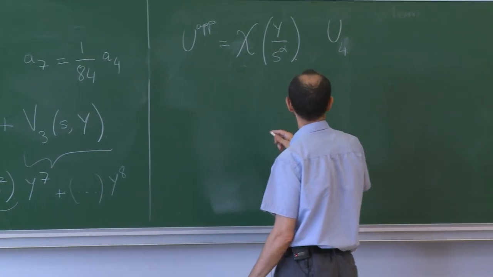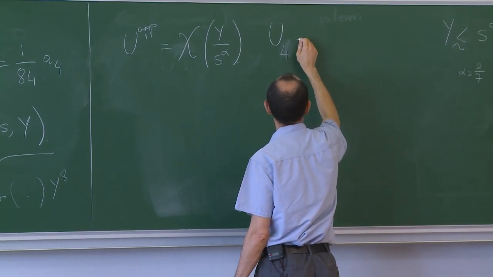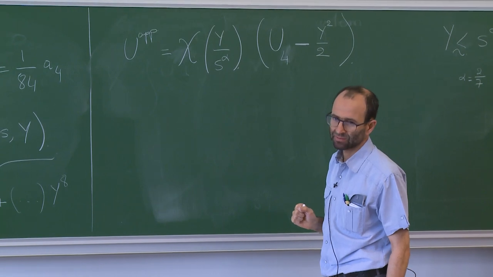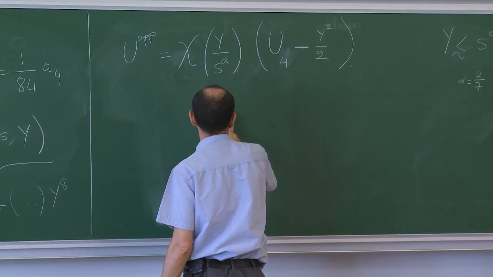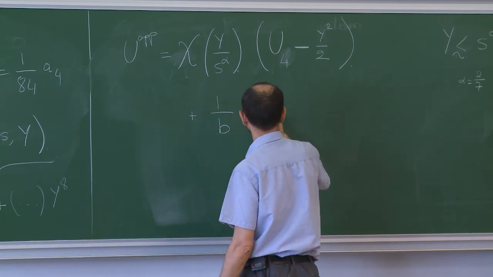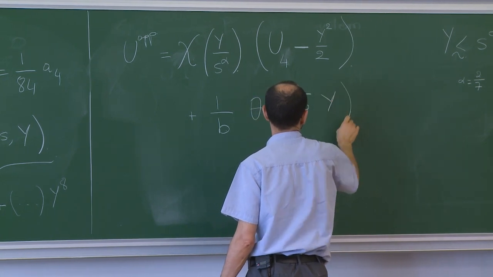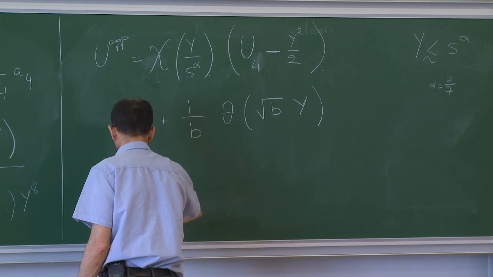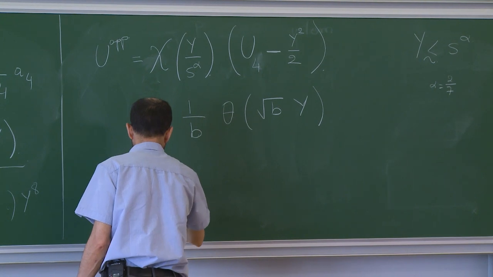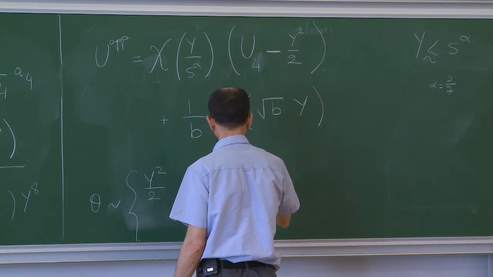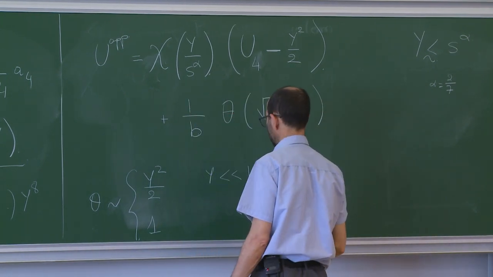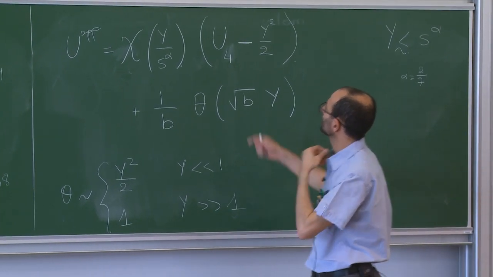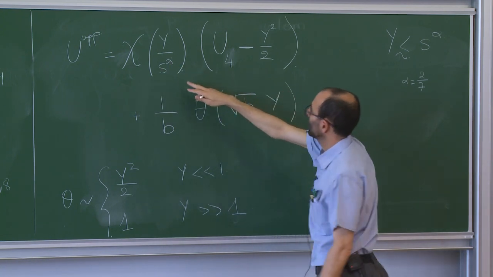So then what I'm going to do is subtract y squared over 2, for some small reason. It's just a choice, but plus 1 over b, some function theta, because the y square will be coming from here. So the theta behaves like y square over 2 for y small, and it behaves like 1 for y large. So basically, you just take that profile that we constructed. We only keep it when y is less than s to the alpha.